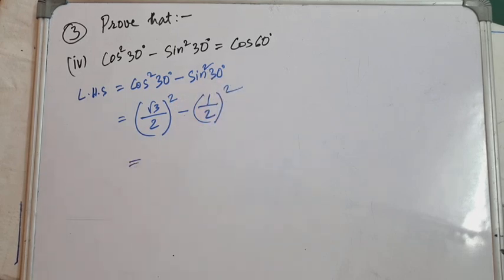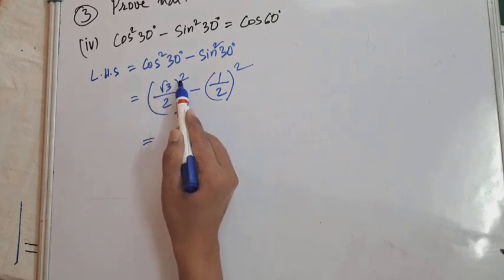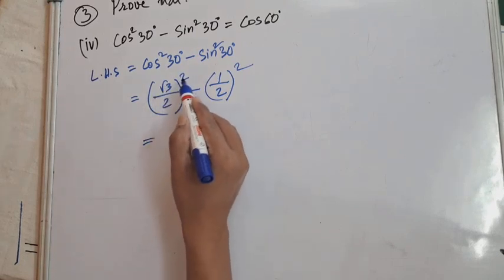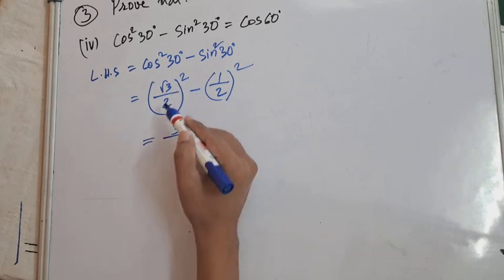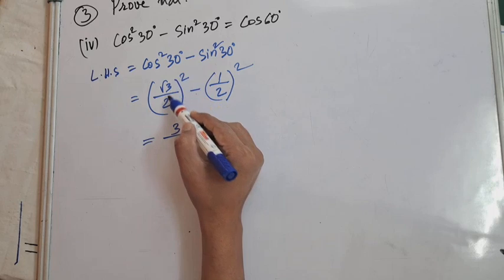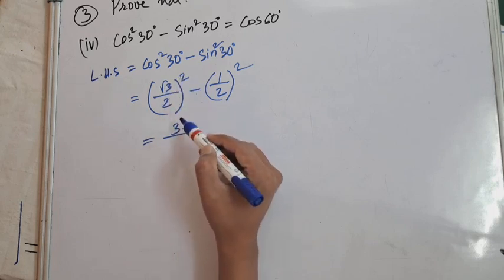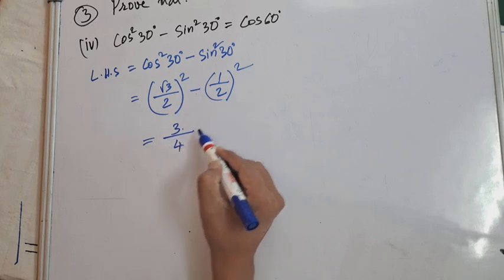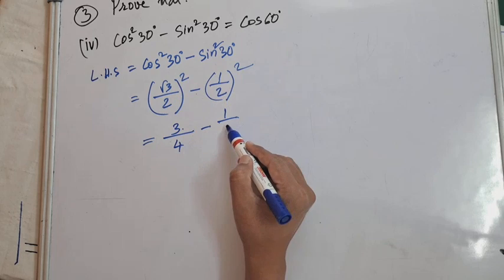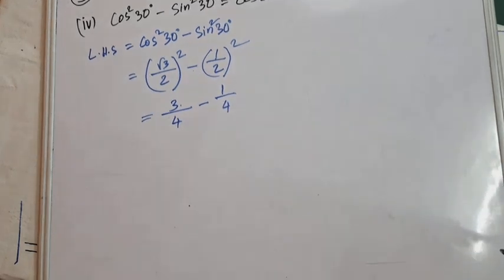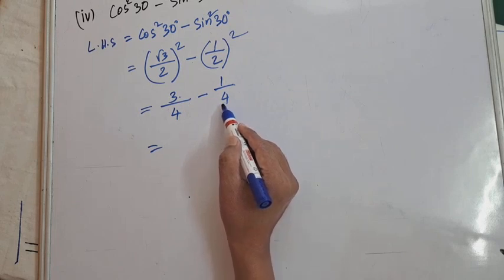So root 3 square means 3, isn't it? Root 3 into root 3. Root 3 square is 3. So that is 3 upon 2 square. This square applies to both the numerator and the denominator. So root 3 square is 3. 2 square is 4. Minus 1 square is 1 upon 2 square is 4. Isn't it? So we have 4 and 4 in the denominator. We can take the LCM 4.